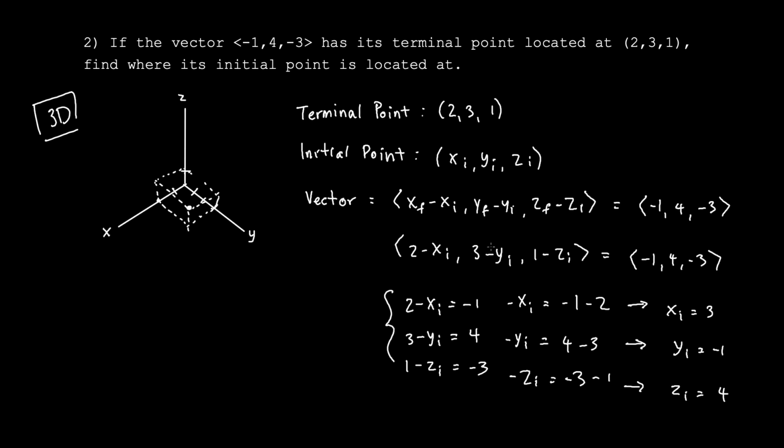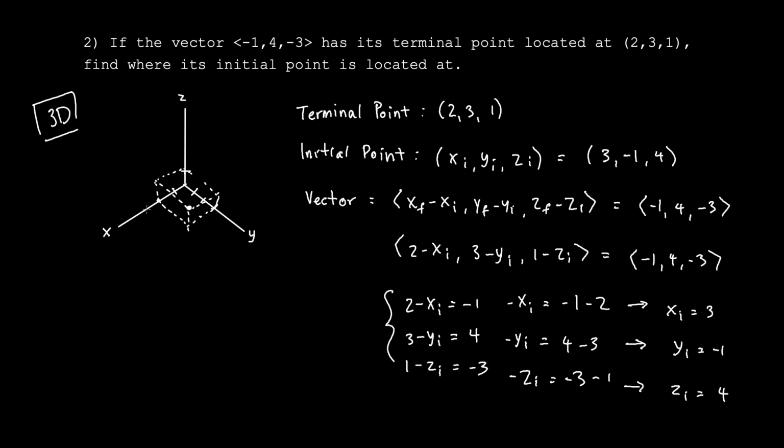So to verify this, we just plug it into this vector equation right here. 2 minus 3 is -1, so that's correct. 3 minus -1, which is 3 plus 1, is equal to 4, which is correct. And 1 minus 4 is -3, which matches up with the z component. So because of that, we know our initial point is equal to 3, -1, 4.